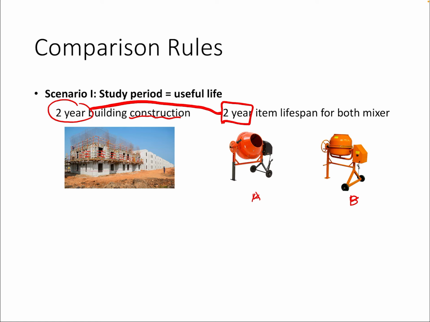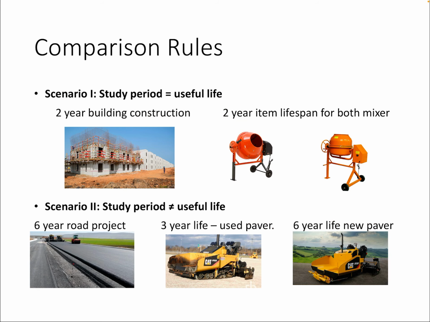You just draw the cash flow diagram for these two mixers within the 2 years, and then you convert every cash flow back to the present or to the future, or distribute it to every year, and then you compare which number is bigger.